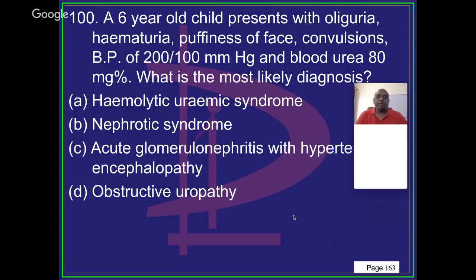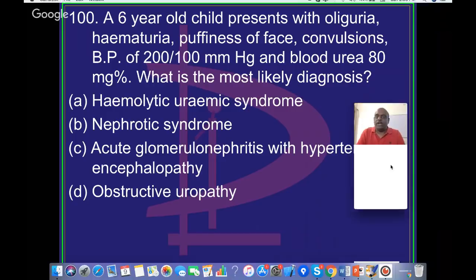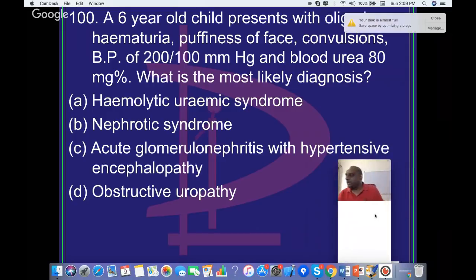Six-year-old ko puffiness of face, convulsions, blood pressure is high, blood urea 80. What is the most likely cause? Easy question. Hypertension is also there. Easy question. Shoot your answer, doctor. Oliguria, hematuria, convulsions. Question number 100. Iska wrong kare to, I will cry.